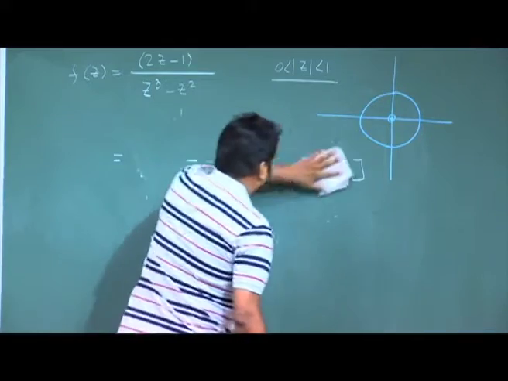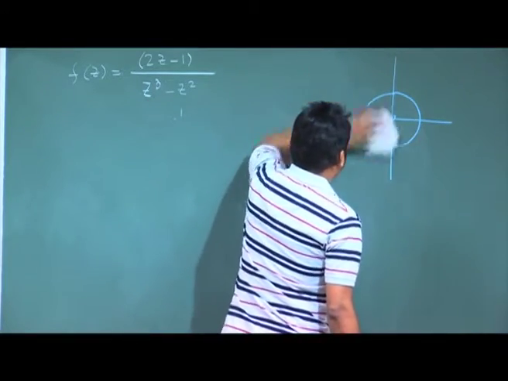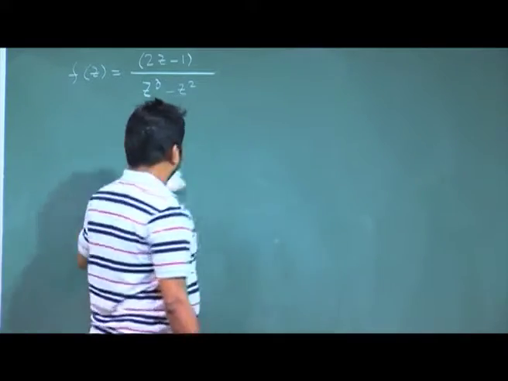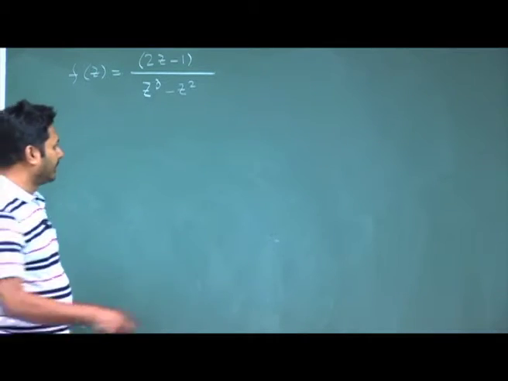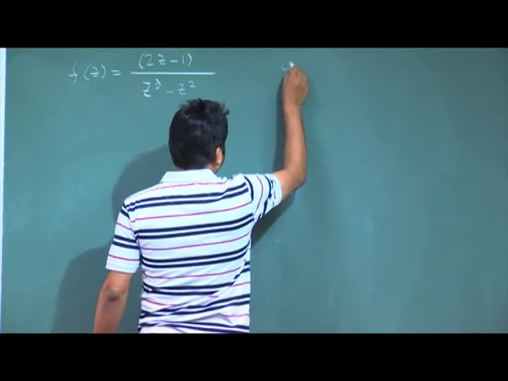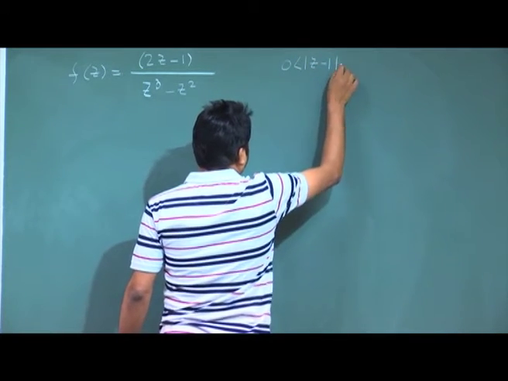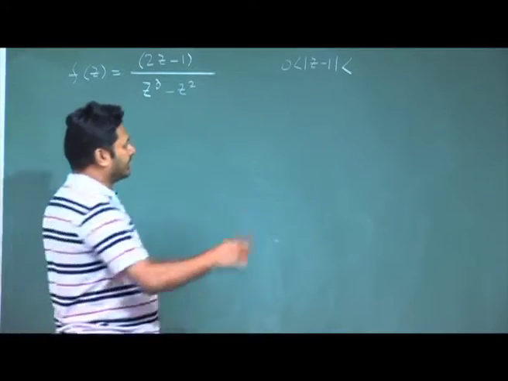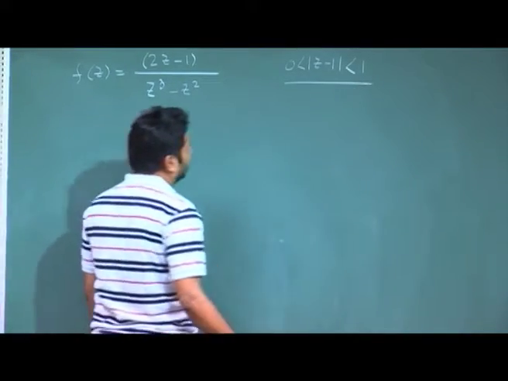Let us stick with this function. Now, I am going to change the region and then try to find out what is happening. So, next the same function, but now the region has been changed. It is mod of z minus 1 greater than 0, less than 1. This is the problem that is in our hand.